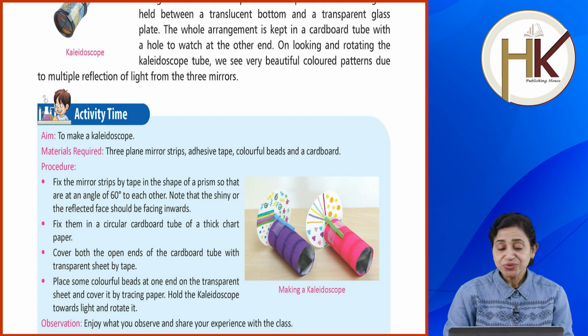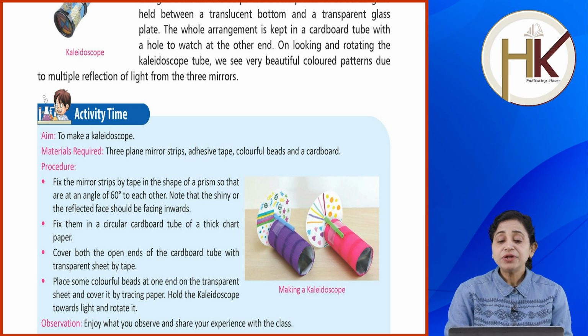Let's do one activity. Aim: to make a kaleidoscope. Materials required: three plane mirror strips, adhesive tape, colorful beads and a cardboard. Procedure: fix the mirror strips with tape in the shape of a prism so that they are at an angle of 60 degrees to each other. Note that the shiny, reflecting face should be facing inwards. Fix them in a circular cardboard tube of thick chart paper. Cover both the open ends of the cardboard tube with a transparent sheet using tape.